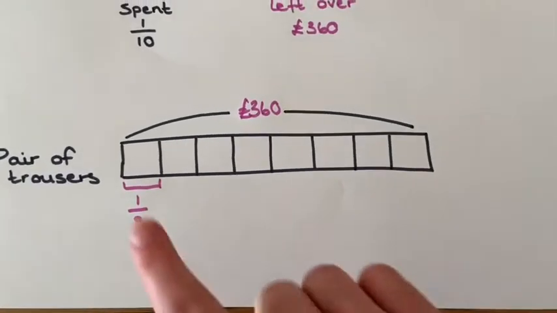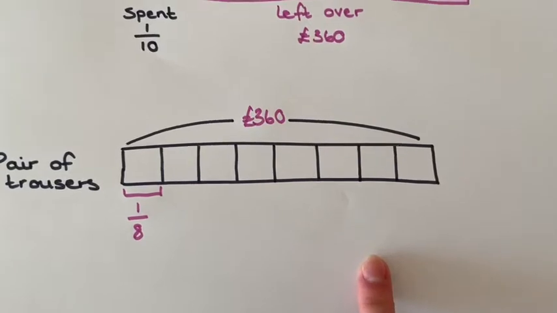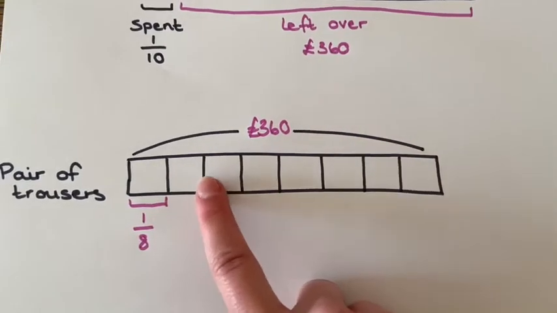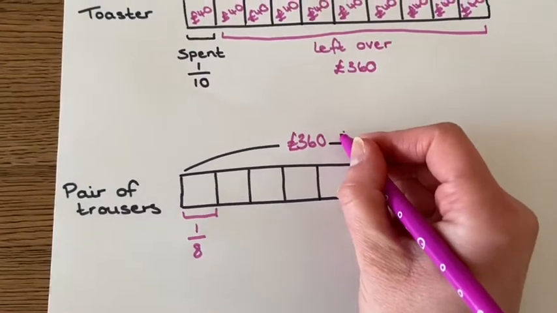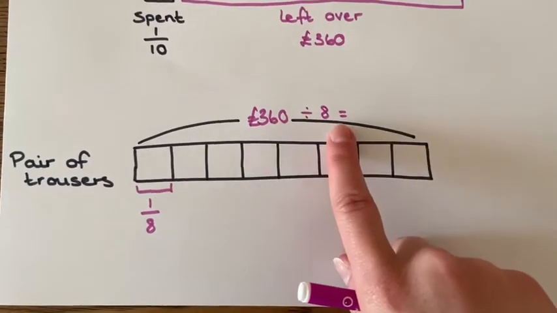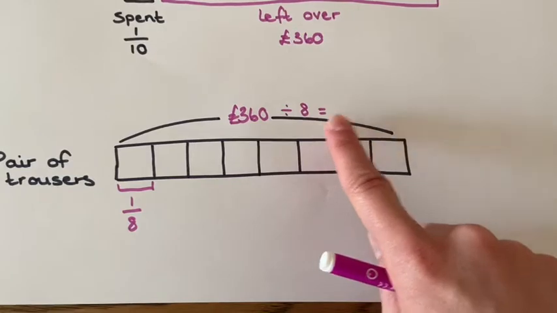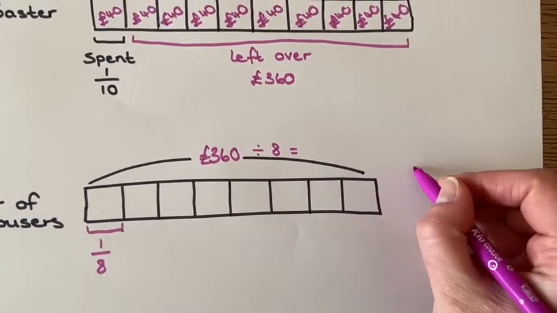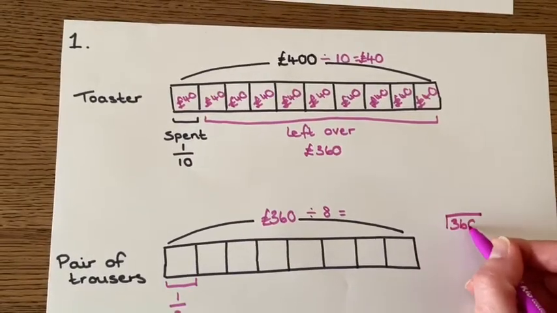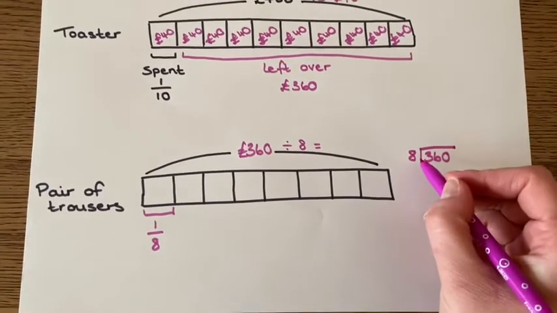So again, because I've represented it like this, it shows me what I need to calculate. And I can very clearly see that I need to divide 360 into 8 equal parts. So I need to do the calculation, 360 divided by 8. Now, I don't know any known facts that can help me with this calculation, so I'm going to use the method of short division to help me. So I'm going to write my jottings on the side. So I've got £360 that I wish to split into 8 equal parts, or divide into 8 equal parts.